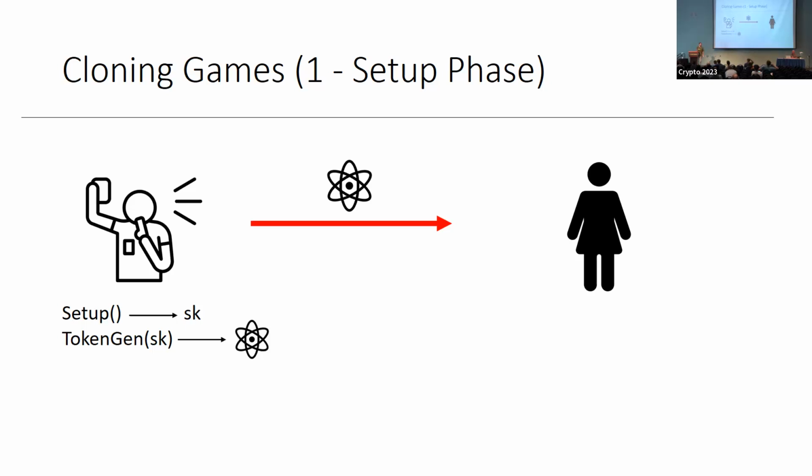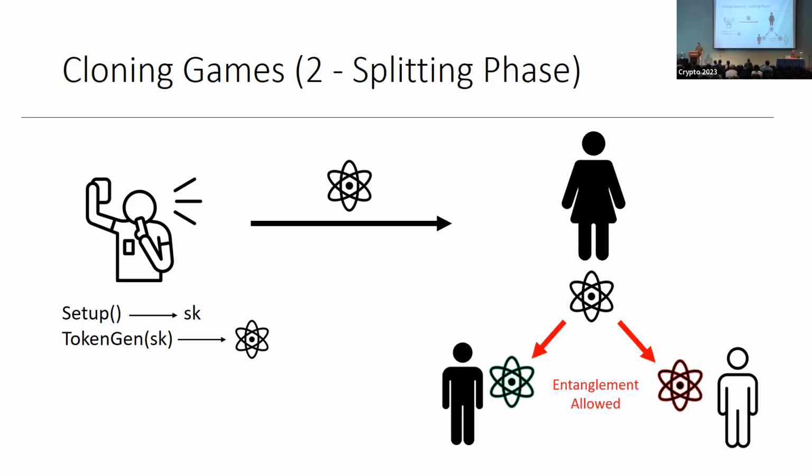It has three phases. In the first phase, called the setup phase, the referee will generate a quantum token and send it over to Alice. In the splitting phase, Alice will apply a quantum channel to the quantum token and generate a bipartite state that is shared between Bob on the left and Charlie on the right. And this bipartite state is allowed to be entangled.